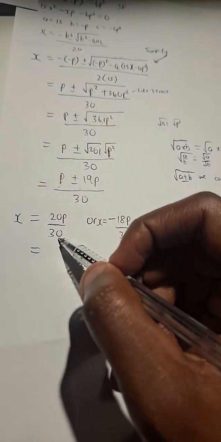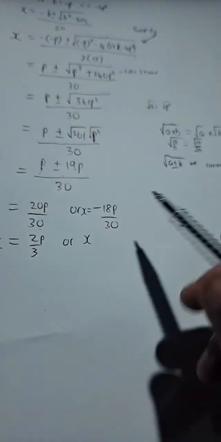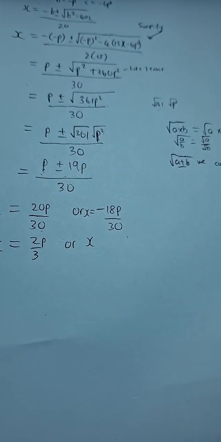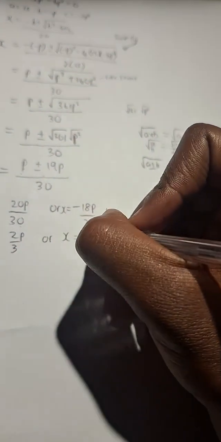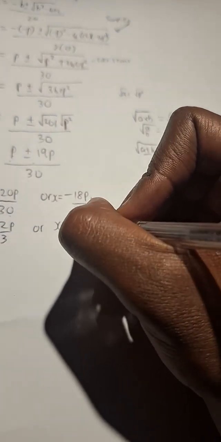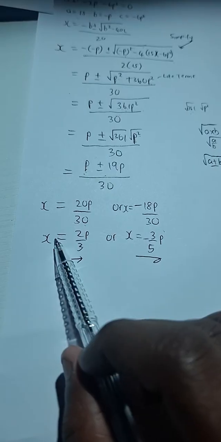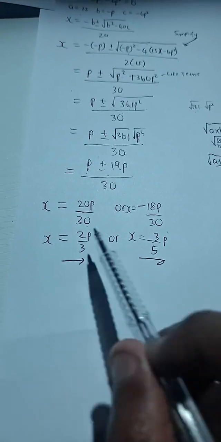Finally, we can simplify this further. What's 20 divided by 30? It's 2 over 3p. That's x. Or 18 divided by 30. That is basically what? 3 over 5. Negative 3 over 5p. Those are our answers in terms. You see, x is in terms of p.